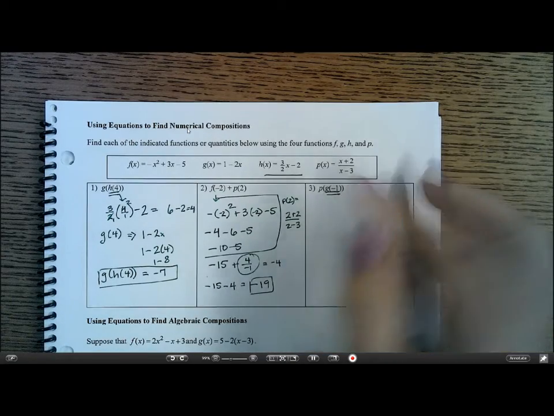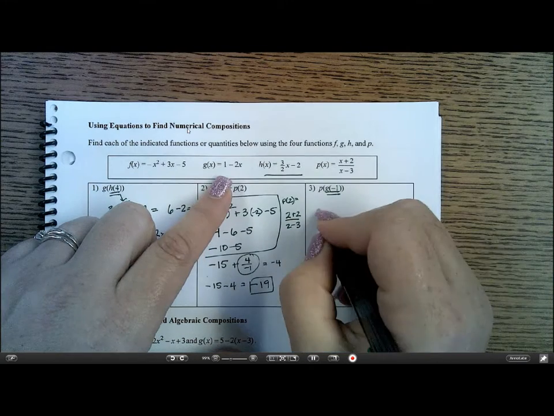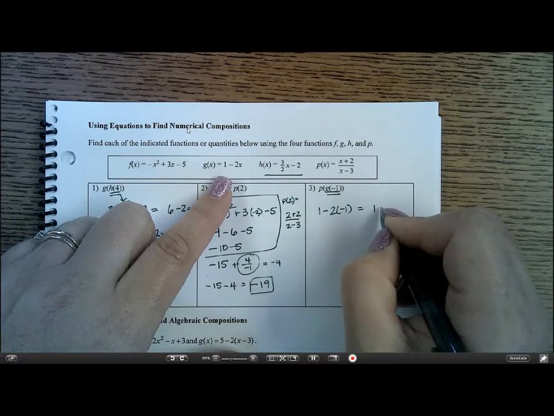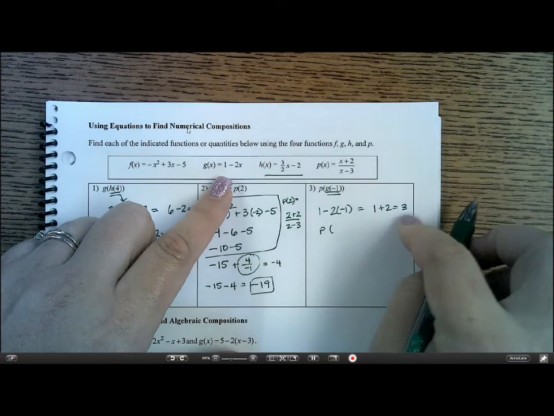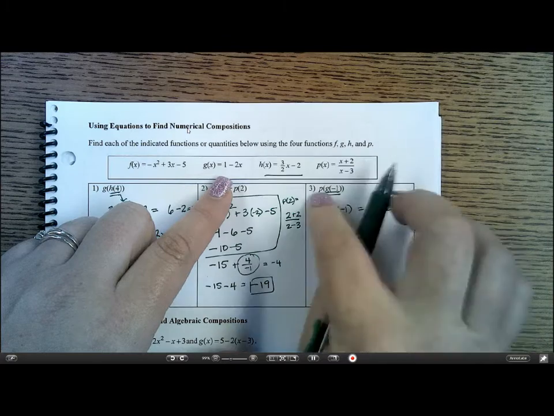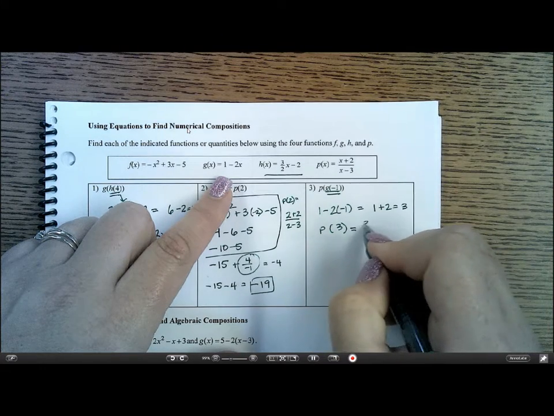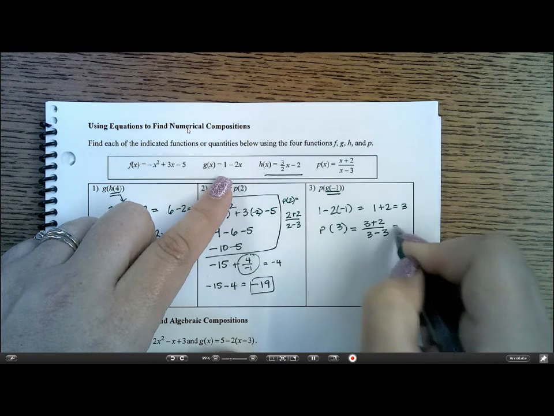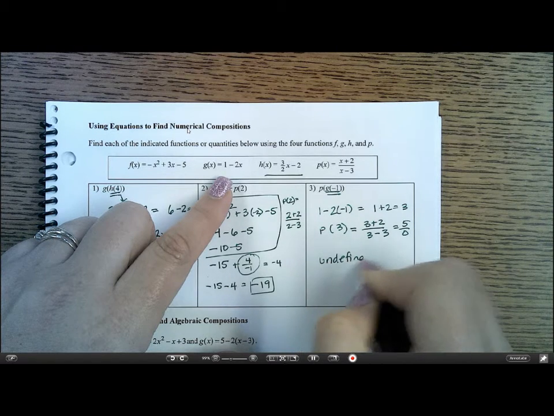Okay, so the g of negative 1. So in the g function, it's 1 minus 2 times negative 1. So that gives us 1 plus 2, which is 3. So now I'm going to take that answer, which is 3, and plug it into the p function. And then I've got 3 plus 2 over 3 minus 3. That gives me 5 over 0. So we now have an undefined value.